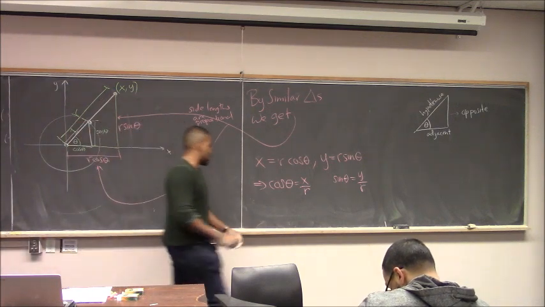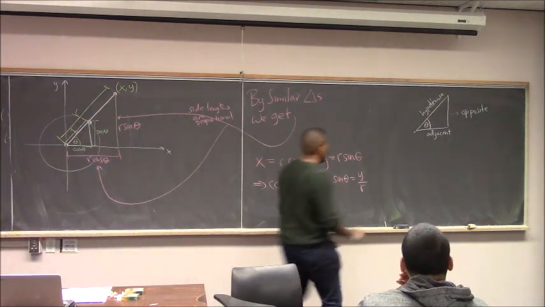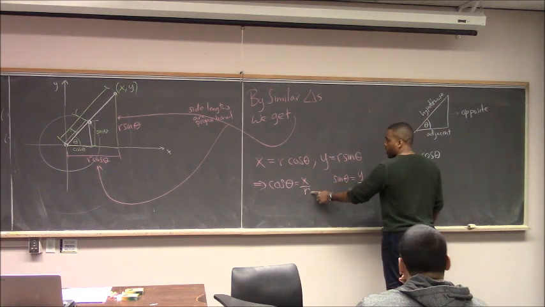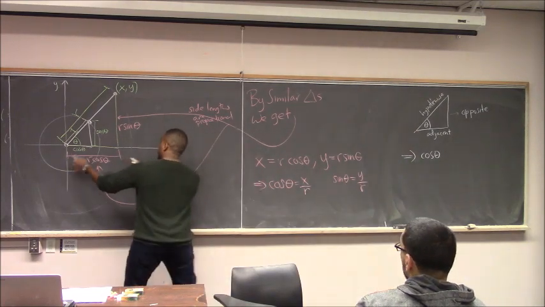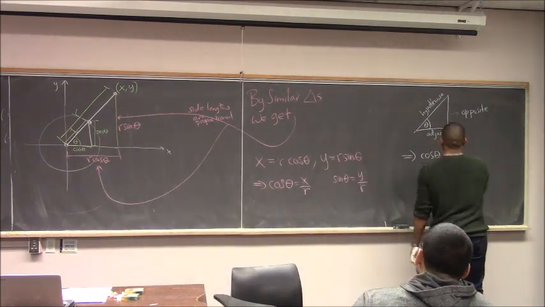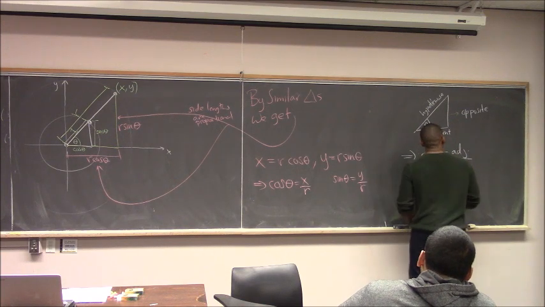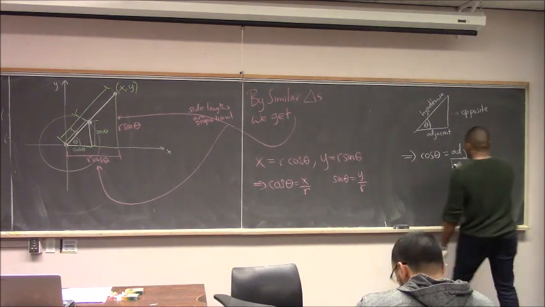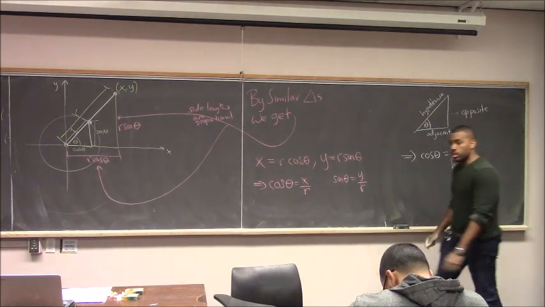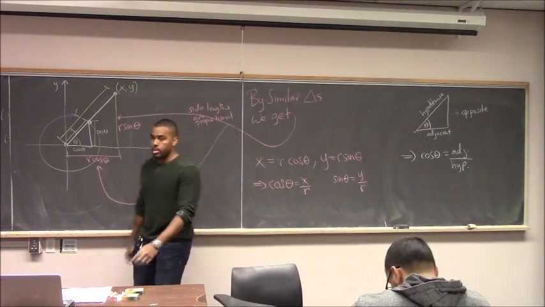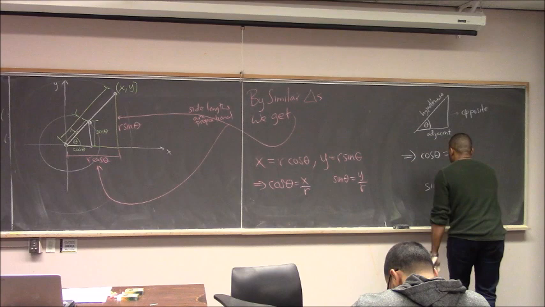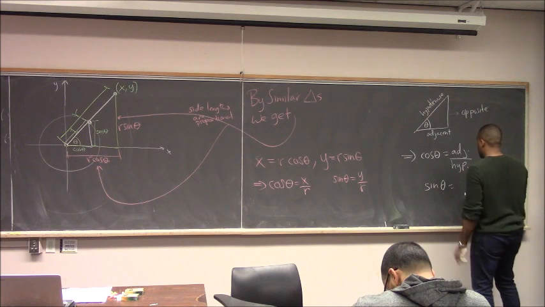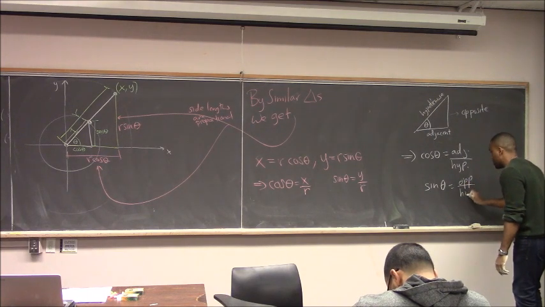In other words, what I just got is that the cosine is the x over r. The x is this guy, that's what we call the adjacent. r is this length that we call the hypotenuse. So we get that the cosine of an angle would be, if I draw a circle, equal to the adjacent over the hypotenuse length. Similarly, I get that the sine is going to be the y over r. So that's going to be the opposite over the hypotenuse length.